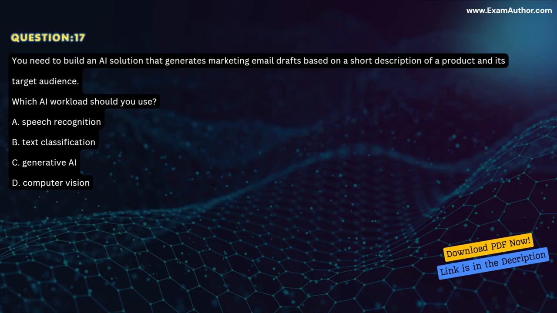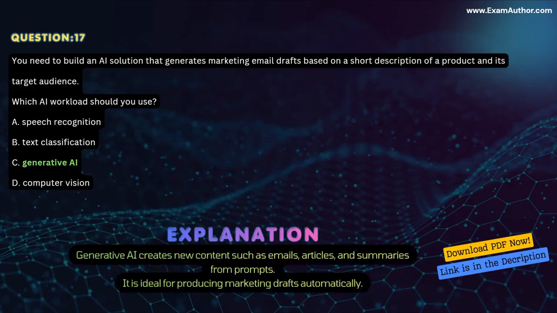Question 17. You need to build an AI solution that generates marketing email drafts based on a short description of a product and its target audience. Which AI workload should you use? A. Speech recognition. B. Text classification. C. Generative AI. D. Computer vision. Answer C. Generative AI. Explanation. Generative AI creates new content such as emails, articles, and summaries from prompts. It is ideal for producing marketing drafts automatically.